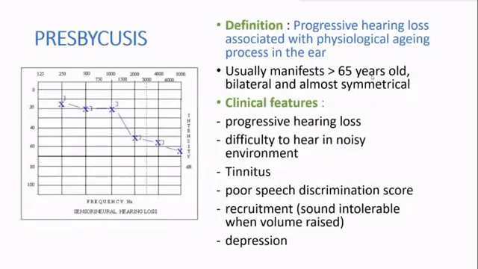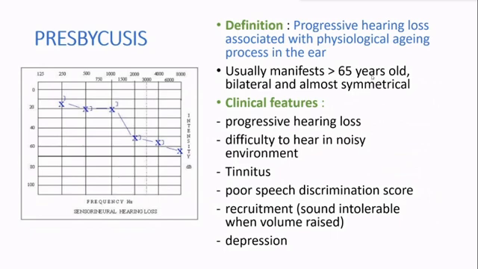We talk a bit about presbycusis. It's a progressive hearing loss associated with age. You will see this in patients above 65 years old, usually bilateral and almost symmetrical on pure tone audiogram. However, we also see early onset presbycusis. This is usually familial. So if you see a 30-year-old or 40-year-old with presbycusis type of hearing loss, you have to ask the family members, is there anyone in the family who also has early onset hearing loss?